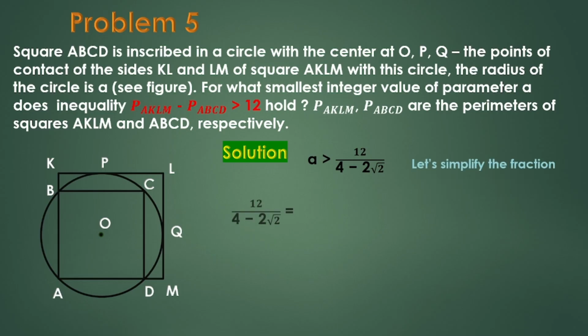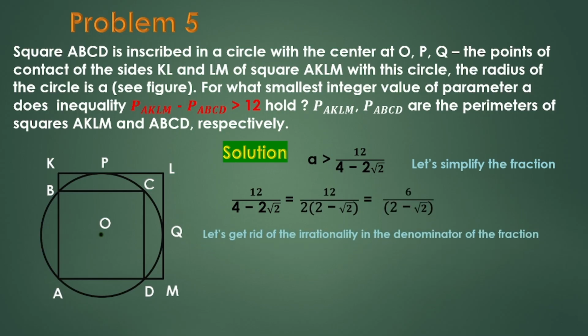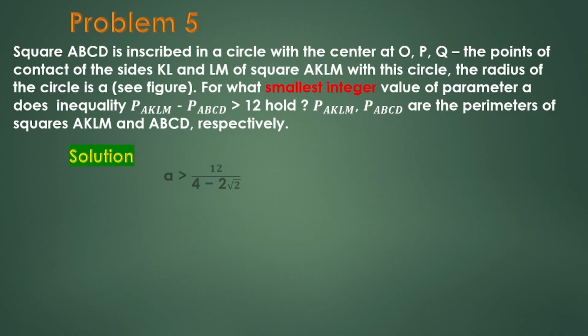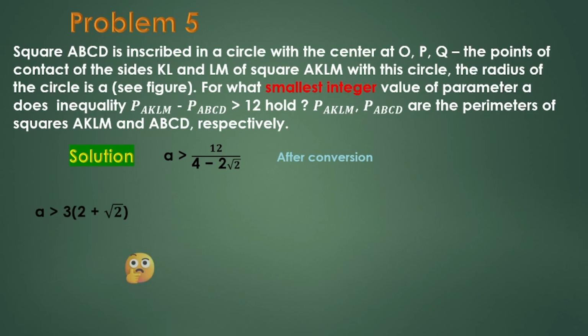In the denominator, we can take out the 2 and get 6 divided by 2 minus root 2. Then we can get rid of the irrationality in the denominator of this fraction. We must multiply both the numerator and denominator by 2 plus root 2, and we will get in the denominator the difference of the squares of the two expressions, and in the numerator, we leave everything as it is. Then, after calculations and simplifications, we get that this expression is equal to 3 multiplied by 2 plus root 2. We rewrite this inequality again: a is greater than 3 multiplied by 2 plus root 2.